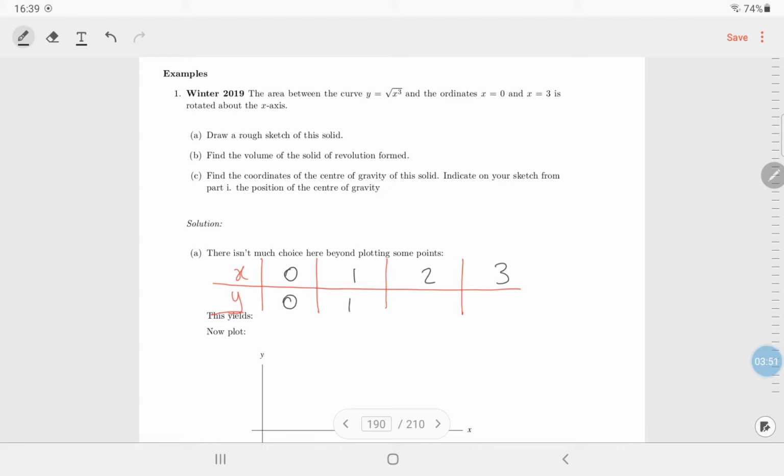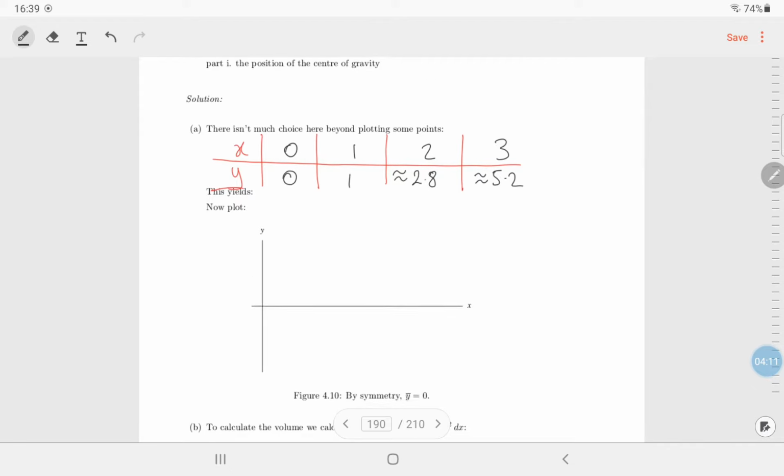The square root of 2 cubed is the square root of 8, which is approximately 2.8. Writing equals 2.8 would not be good there. And then the square root of 3 cubed, which is the square root of 27, which is approximately 5.2. So we're going to try and plot this.